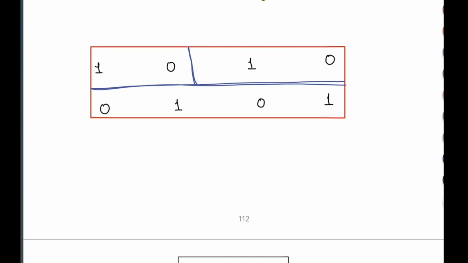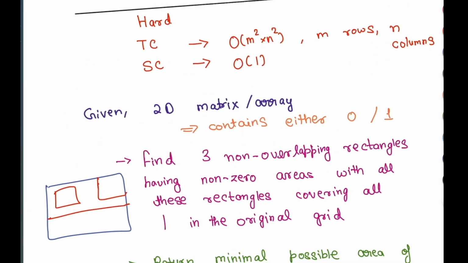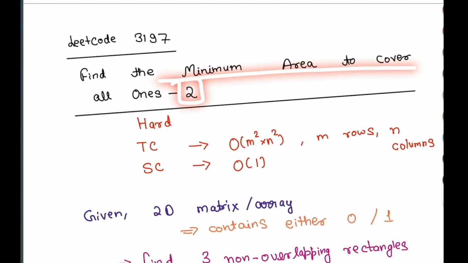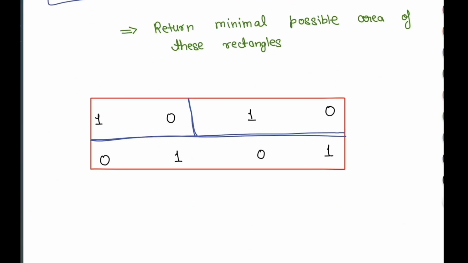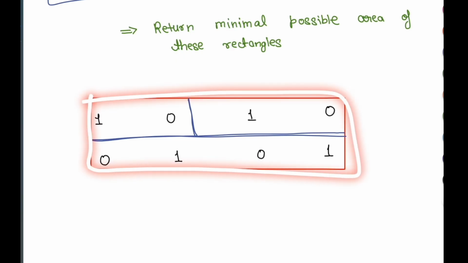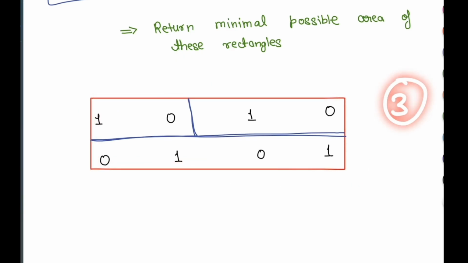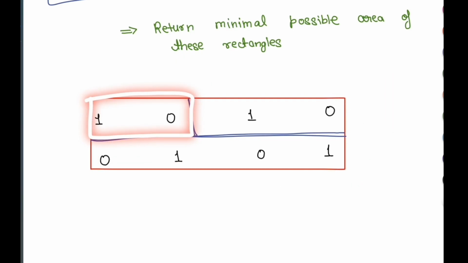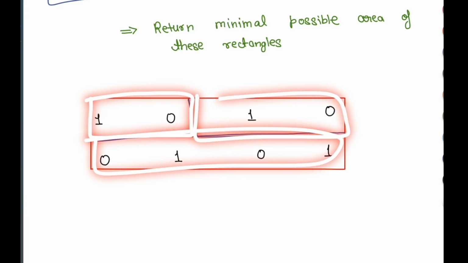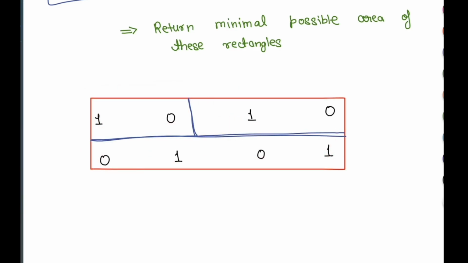Now I want you to understand that this is part 2 of the problem: find the minimum area to cover all ones. There's a strong reason it is part 2. It is highly related to part 1 of this problem. Right now I have converted my one 2D matrix into three sub matrices, right? This is 1, this is 2, and this is 3. Do you see another problem here? Right now we have got an area of 8. We need to return 8, but we can minimize the possible area of these rectangles.